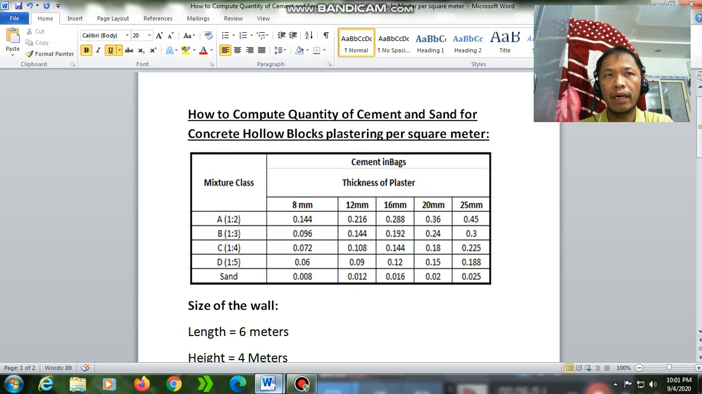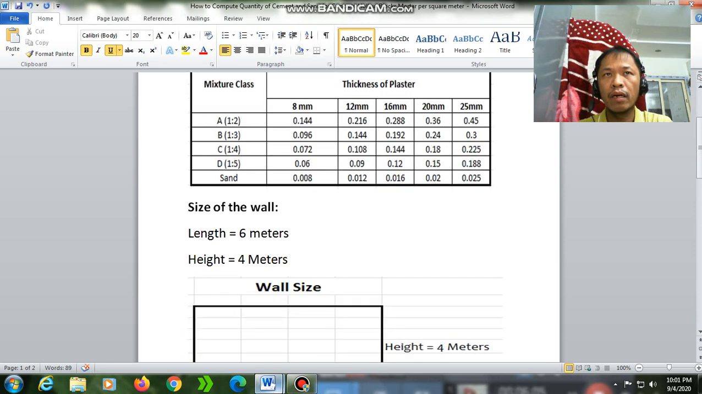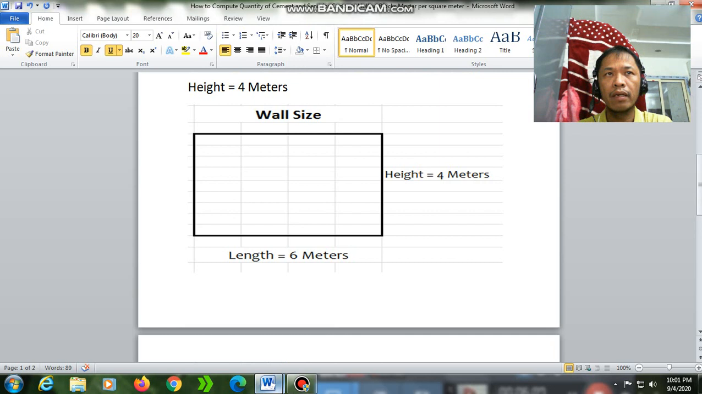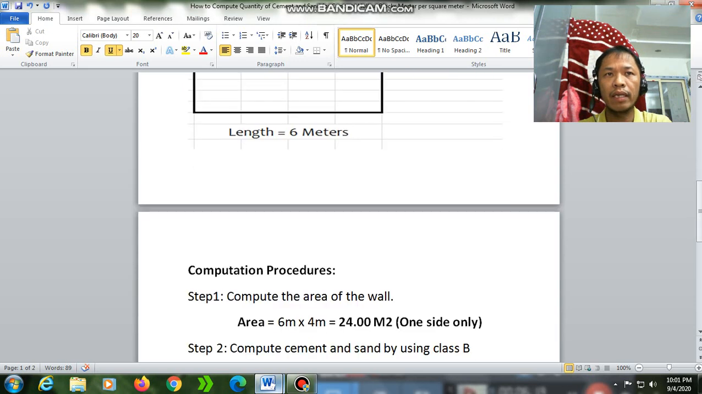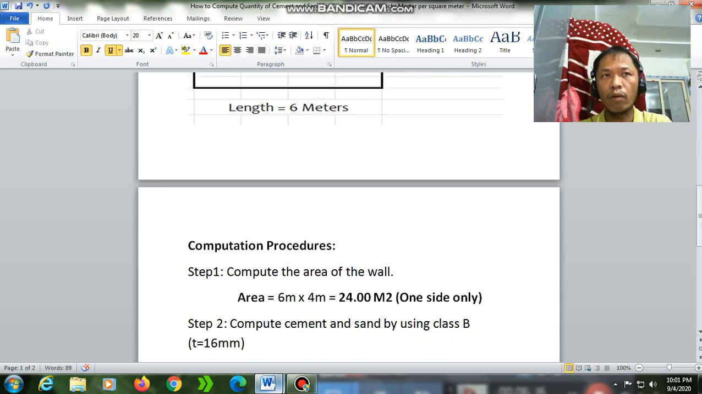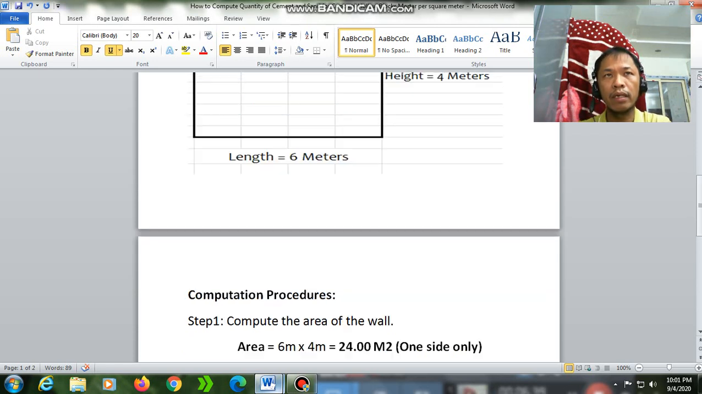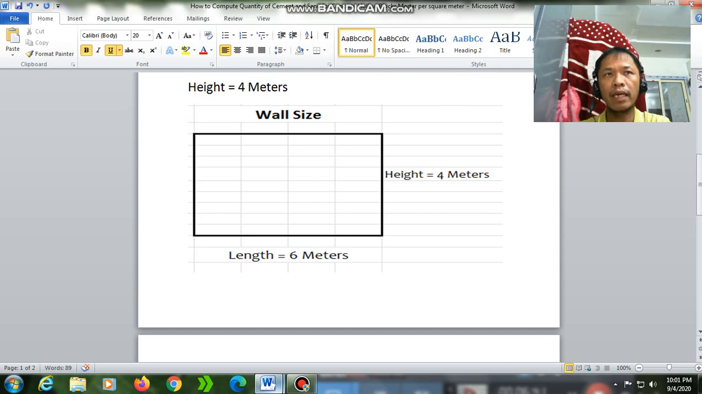Now it is per area. So what we need to do first, we need to compute the area. The area is equal to the length times the height. So this is a computation procedure. Step 1, compute the area of the wall. Area is 6 meters times 4 meters, the length times the height. So the area is equal to 24 square meters. So this is only one side of the wall. So ito lang, isang side lang.